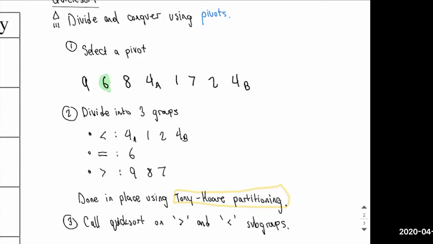In practice, this is done through a method called Tony Hoare partitioning, which I won't cover here because it would take quite a bit of time. But I encourage you all to search it up on YouTube, and the first result is by a channel called Computer Science, and they can explain it way better than I can, and probably better than most professors and TAs can. So I encourage you to do that.